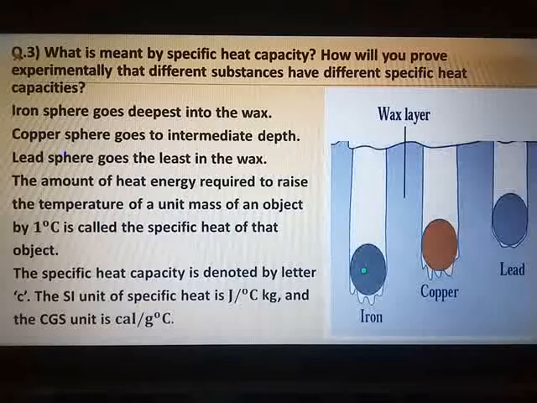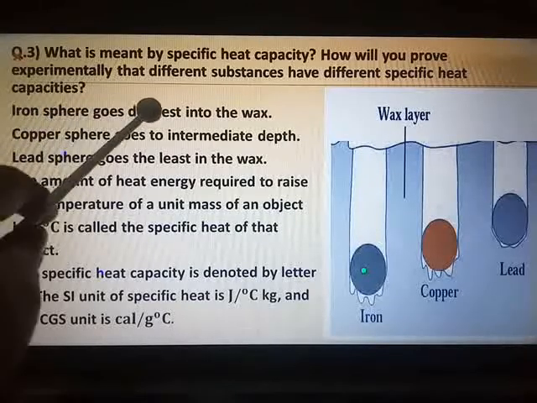Take 3 spheres of iron, copper, and lead, as marked in the textbook on page number 68 under the heading procedure. Put all the 3 spheres in boiling water in the beaker. Take the spheres out of water, and all the spheres will be at a temperature of 100 degrees Celsius. Put them immediately on the thick slab of wax and note the depth that each of the spheres goes into the wax. Then immediately you can write the observations.